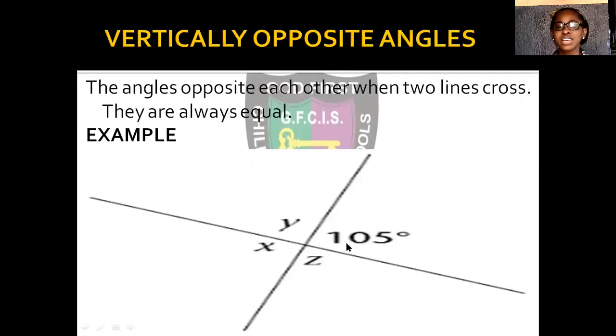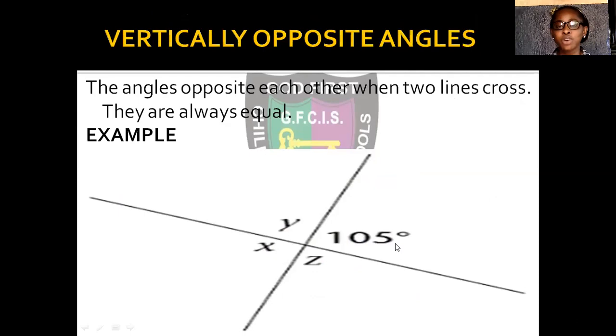So let's move ahead to vertically opposite angles. In the calculation of vertically opposite angles, I want you to understand that vertically opposite angles are equal. Why are they equal? They are the angles opposite each other, where two lines cross. This line crosses this one, and this one crosses this other one. They are opposite angles.